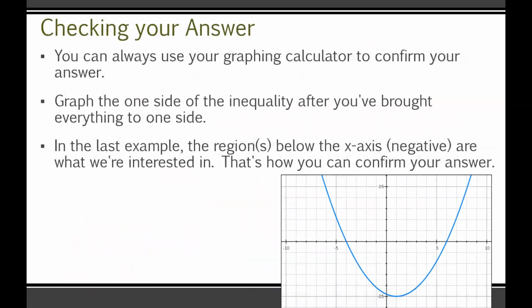Anyway, next thing you can do with this is check your answer, of course. Your graphing calculator can be pretty much your best friend when it comes to this. You can use your graphing calculator to confirm your answer. Just graph the one side of your inequality after you've brought everything to one side. So if you throw into your graphing calculator x squared minus 2x minus 24, and then graph it, you're going to get a graph that looks like this blue graph right here. Now, quite clearly, we have an x-intercept at -4 and another one at +6.